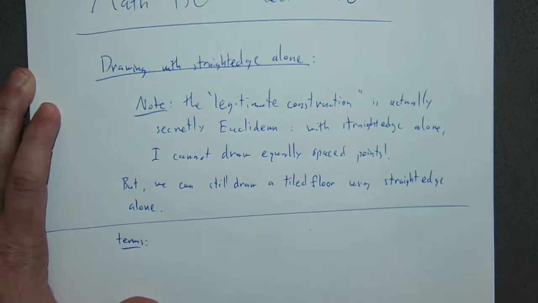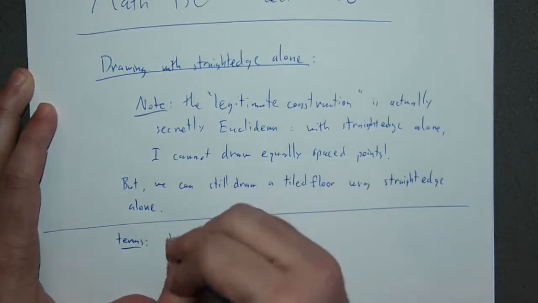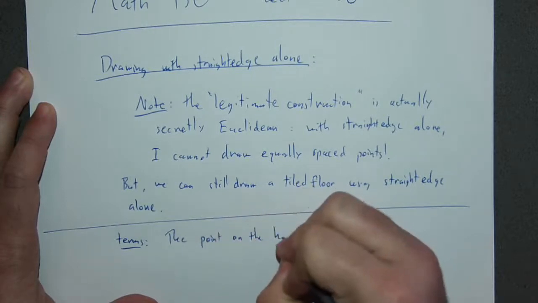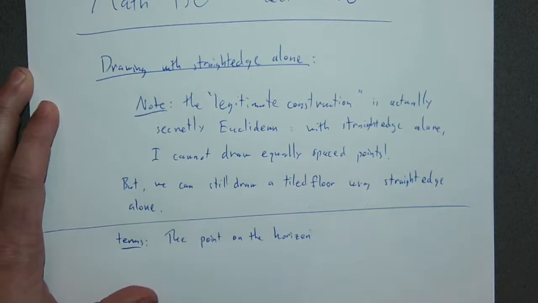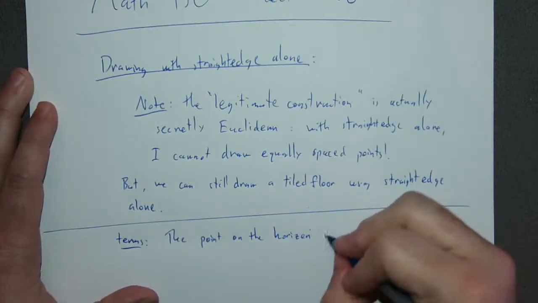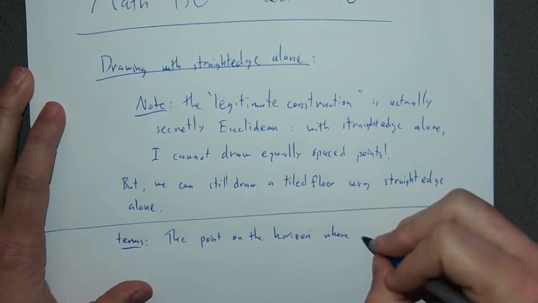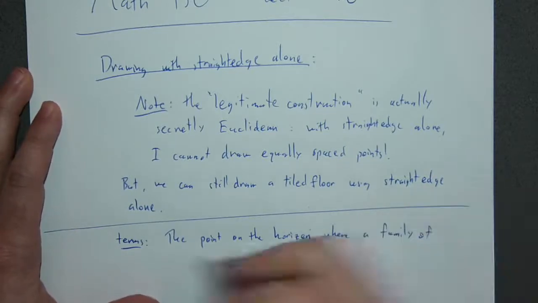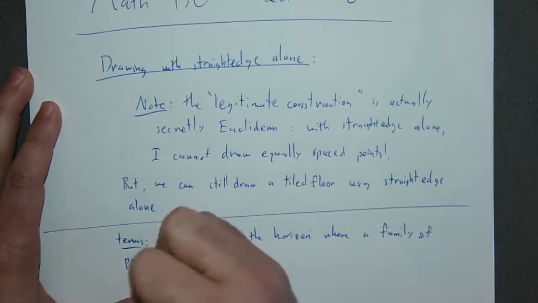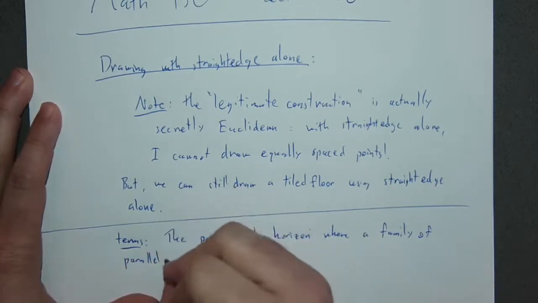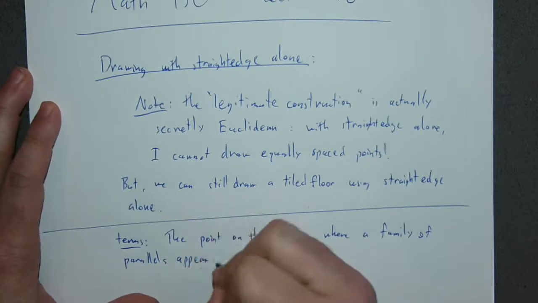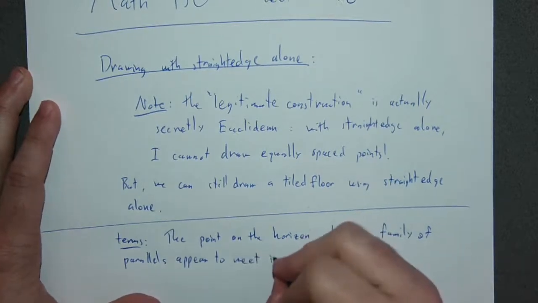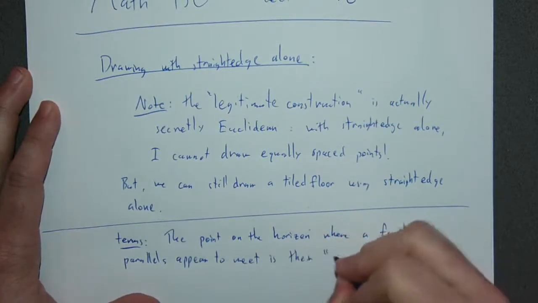The point on the horizon where a family of parallels appear to meet is their vanishing point.